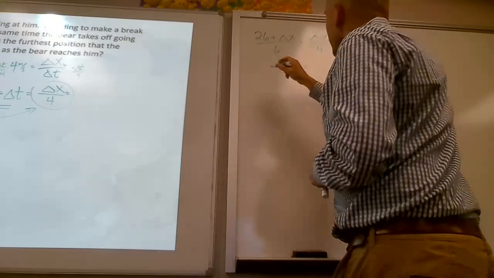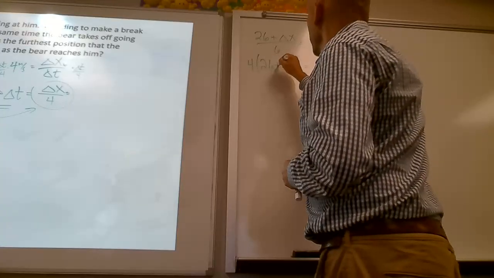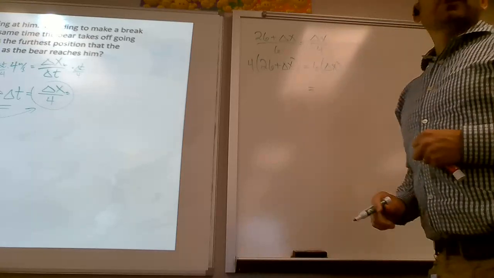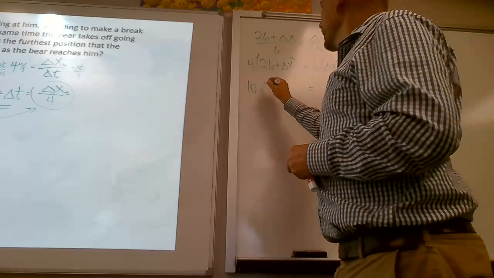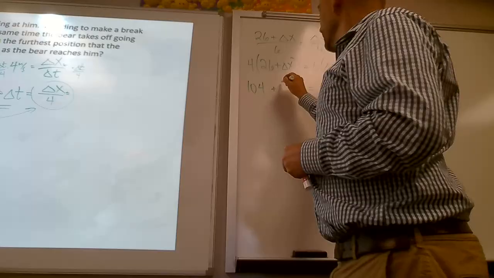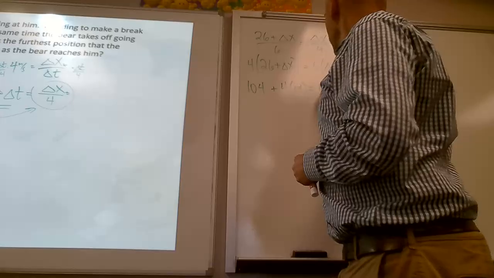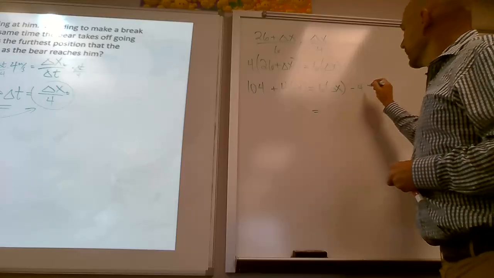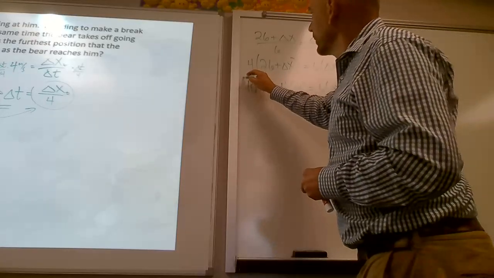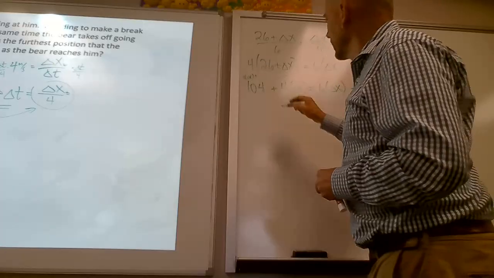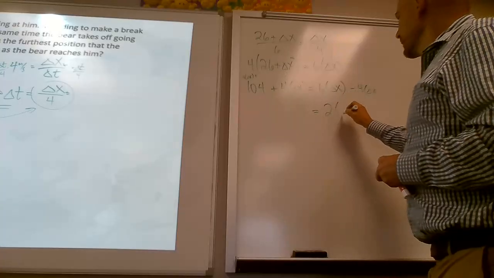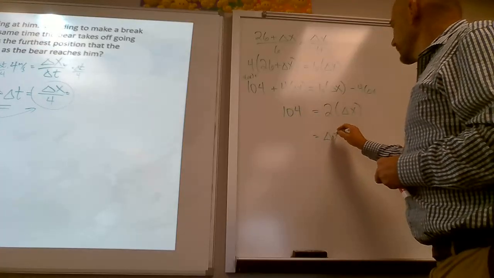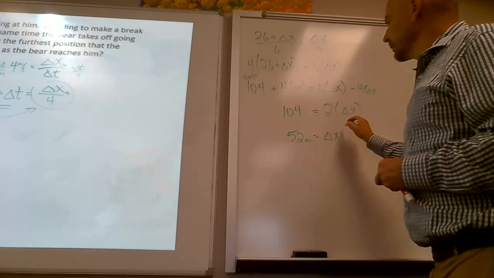I'm going to cross multiply. So we get 4 times (26 plus delta X) is equal to 6 times delta X. I'm going to distribute to get 104 plus 4 delta X is equal to 6 delta X. Subtract 4 delta X on both sides. End up with 2 delta X is equal to 104. And delta X is equal to 52 meters.